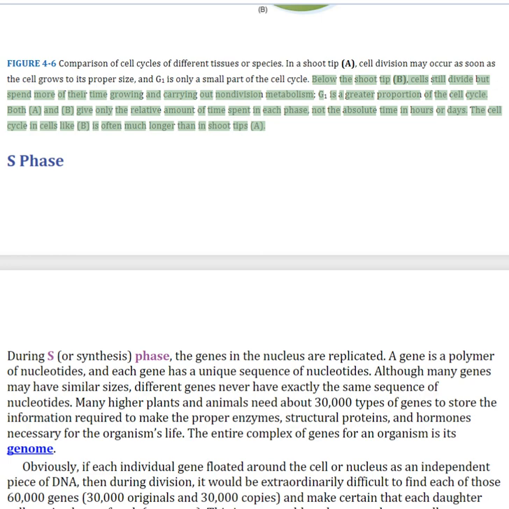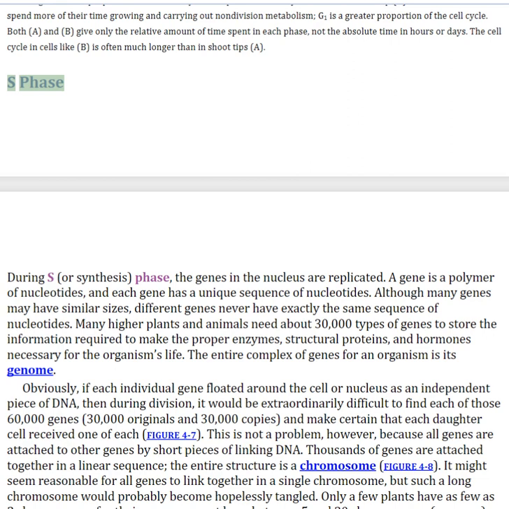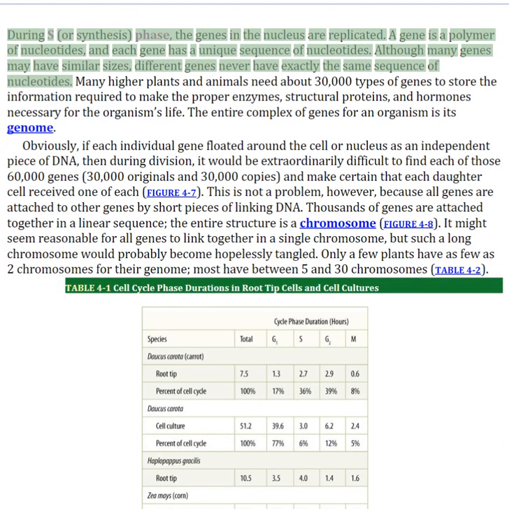The cell cycle in cells like [root tips] is often much longer than in shoot tips. S phase. During S phase, the genes in the nucleus are replicated. A gene is a polymer of nucleotides, and each gene has a unique sequence of nucleotides. Although many genes may have similar sizes, different genes never have exactly the same sequence of nucleotides.